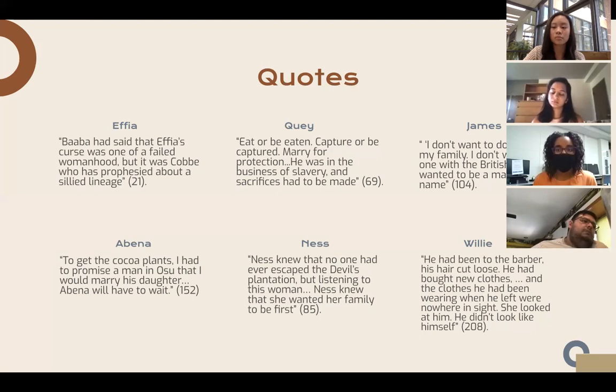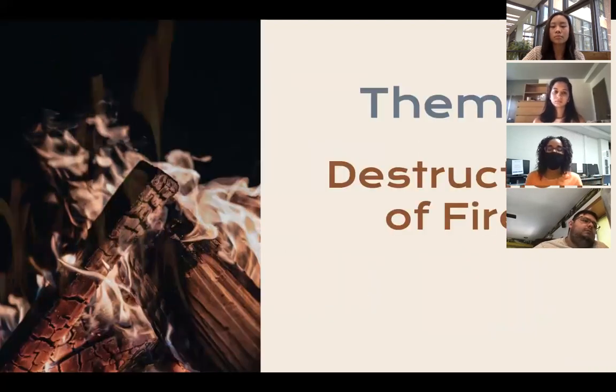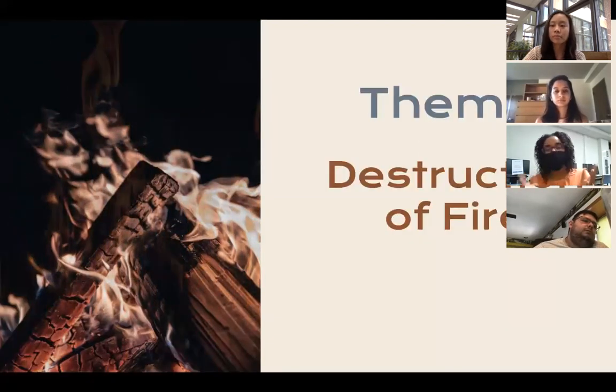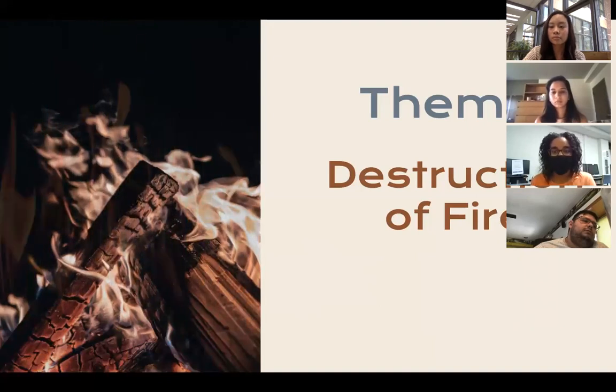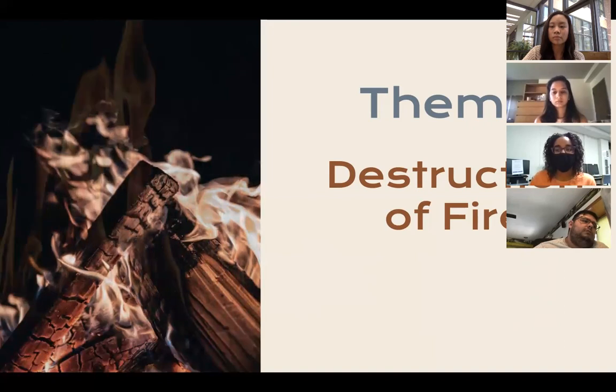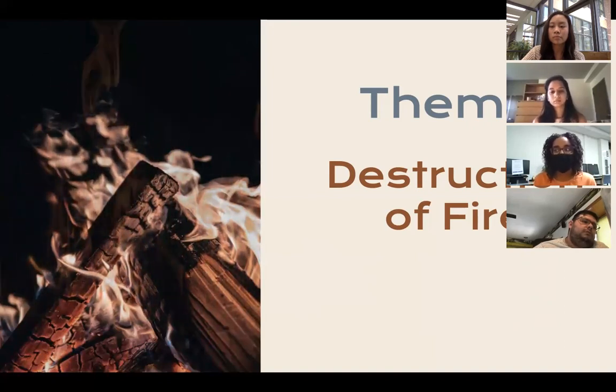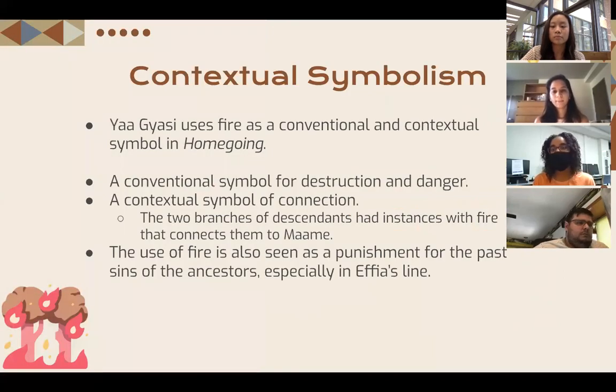Right. So there was a lot of tension between a person choosing family over societal power or standing, in a sense. Another theme or another symbol, a huge symbol, a part of Yaa Gyasi's book, was the destructive nature of fire. She uses fire as a conventional and contextual symbol in Homegoing. John, do you have any things to talk about the conventional symbol of fire in the book?